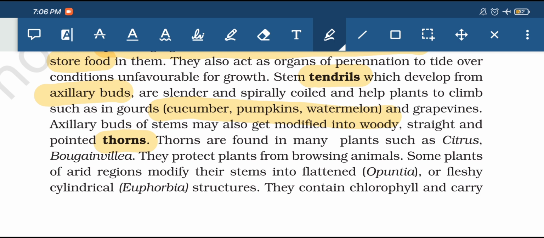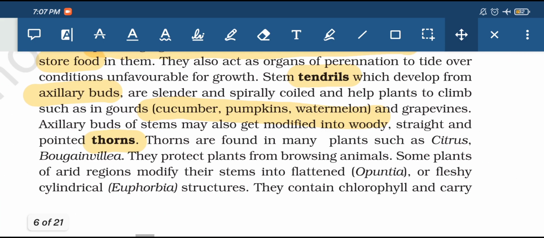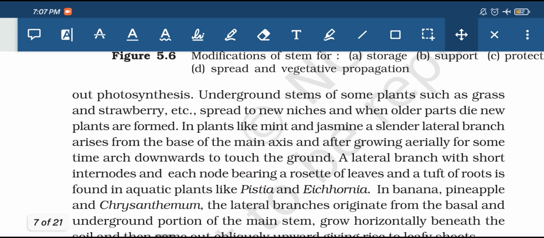Then coming to arid plants. Some plants of arid regions modify their stem into a flattened or fleshy cylindrical structure. They contain chlorophyll and carry out photosynthesis. So the stem of some plants like Opuntia and Euphorbia is modified into a flattened or fleshy cylindrical structure respectively, and they contain chlorophyll to carry out photosynthesis. This was the fourth modification.